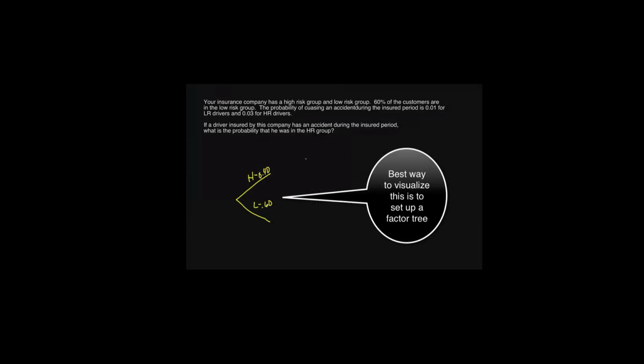So if I were splitting it up, I would have two groups, high and low, 0.6. So by using the complement rule, we know this is 0.4. And then we break this up. This is the probability of accident given I was in the high risk group.